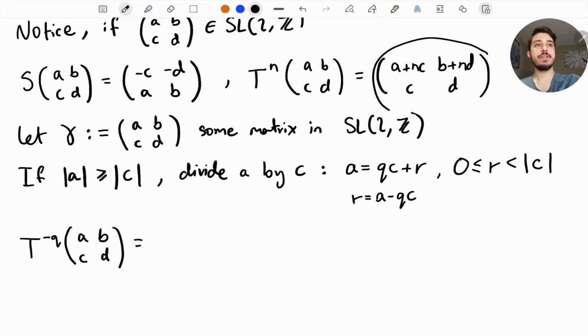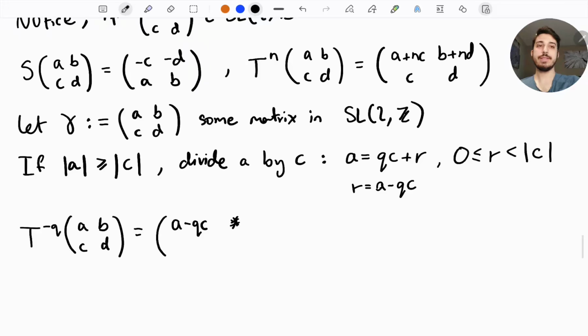So n is equal to minus q in our case, T to the minus q times (a b; c d). So using this algorithm here, we get a plus nc. Remember, n here in this case is minus q, so it's a minus qc, and here it's going to be some number that I don't care about. I'm just going to write star, and here it's going to be c and d, just like it's written over here. Okay, what I care about the most is these two numbers here.